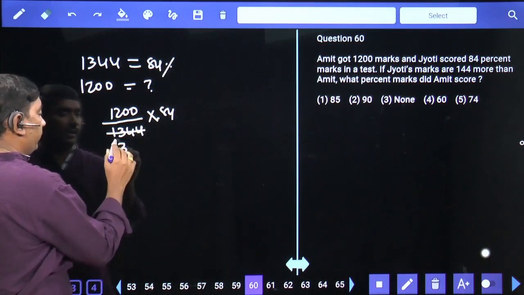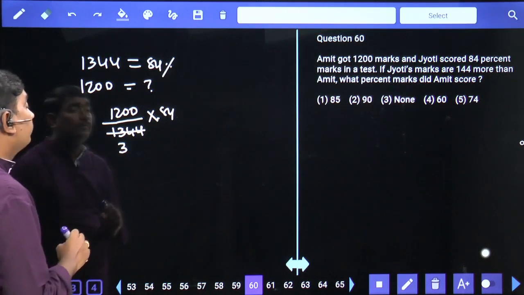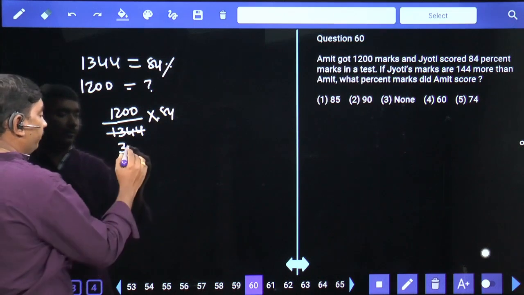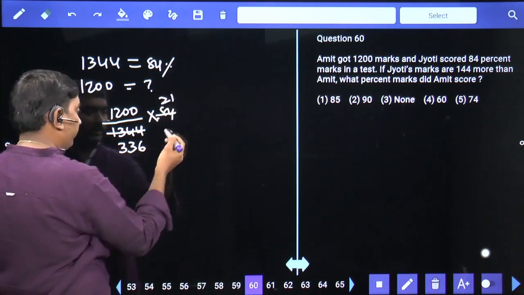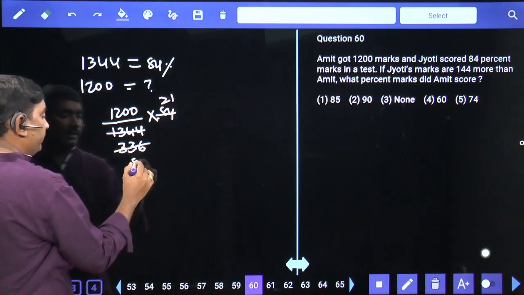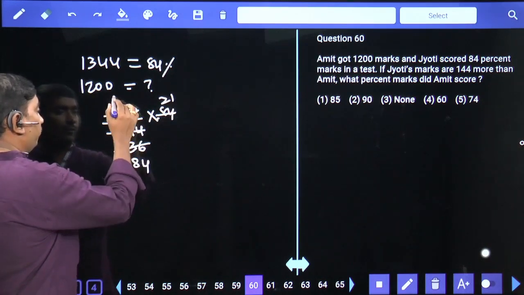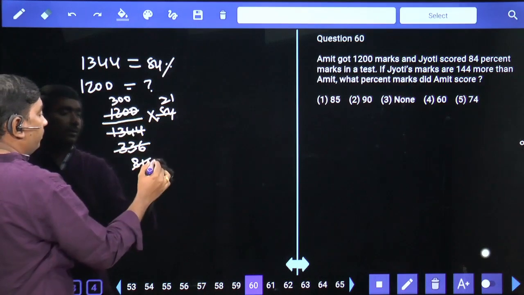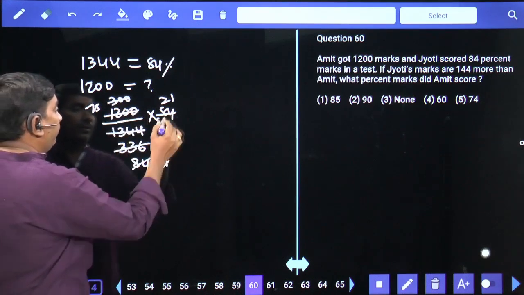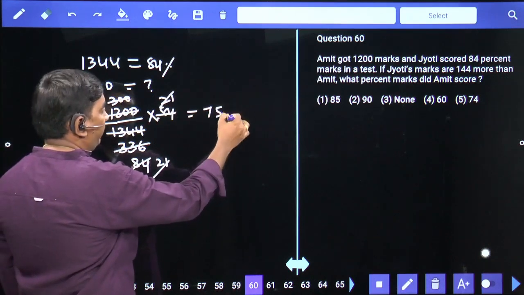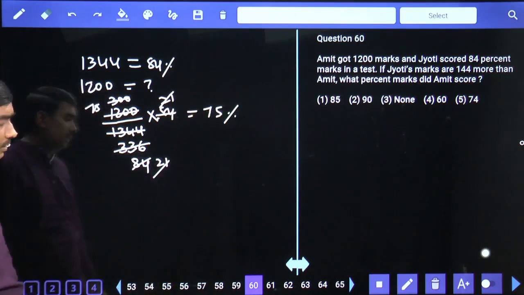4 3s are 12. 14, 4 3s are 12, 4 6s are 24. 4 8s are 32, 4 4s are 16. 4 21 times, 4 75 times. 21 21 gets cancelled. 75%. There is no option, none of this.